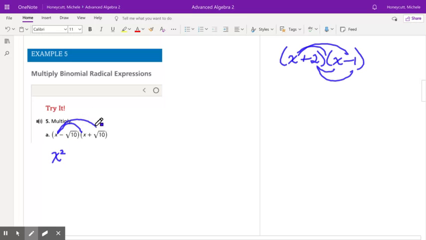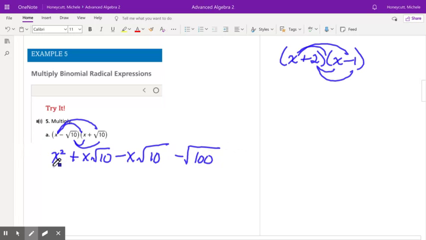X times the square root of 10 is plus x times the square root of 10. You just write it out. X times the negative square root of 10 is minus x square root of 10. And then the square root of 10 times the negative square root of 10 is negative square root of 100. And the square root of 100 is 10.